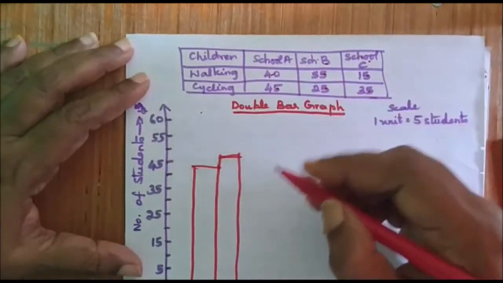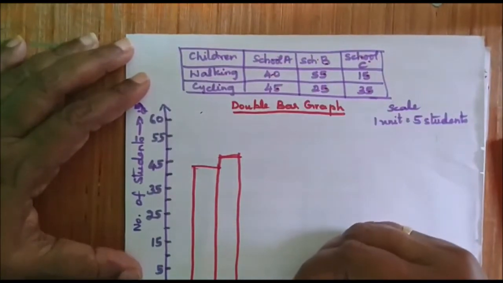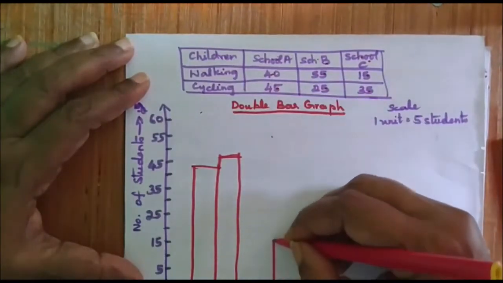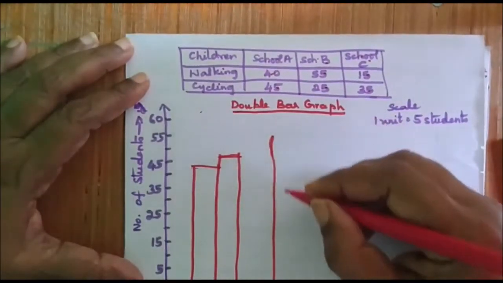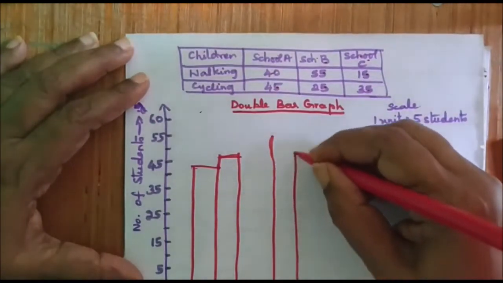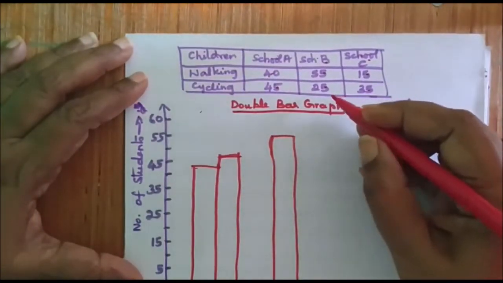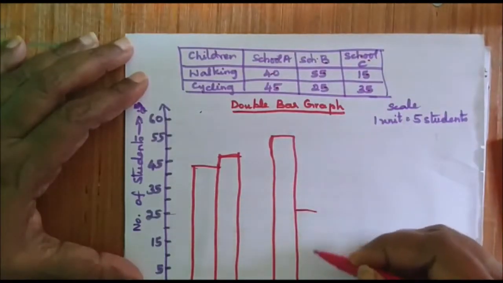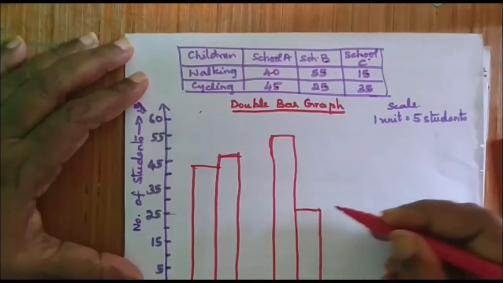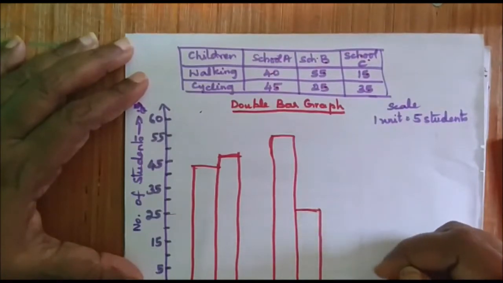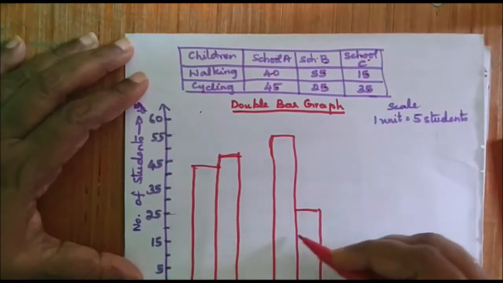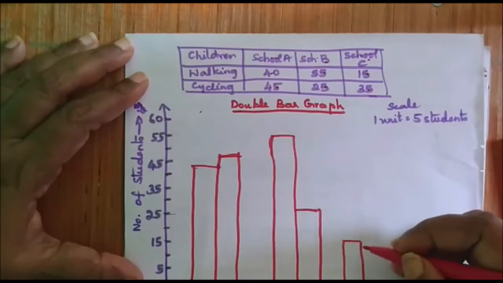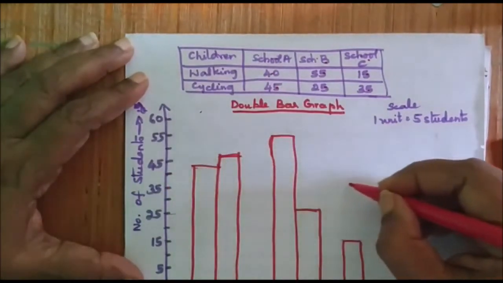The next is 55 in school B. They go by walking. So let me mark it here. It is 55, and let me draw this one. 55 walking and 25 by cycling. So my 25 comes here. So 25 come by cycling. The next one is for school C. 15 go by walking. So this is my 15. So this many people go by walking and 35 people go by cycling.